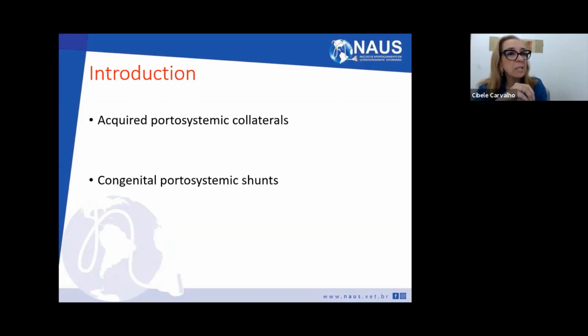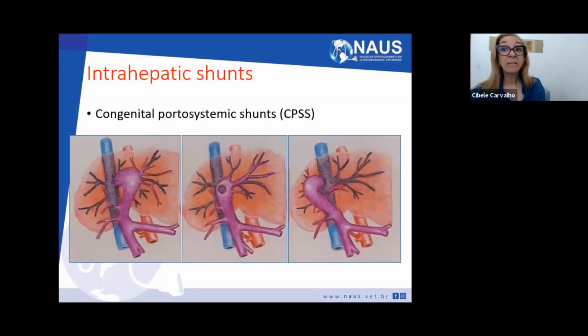Portosystemic shunting is considered to be congenital if a single or double anomalous vein is present without concurrent portal hypertension. There is no portal hypertension in congenital shunts. And congenital shunts are classified as intrahepatic and extrahepatic shunts. So let's see the intrahepatic types of shunts.